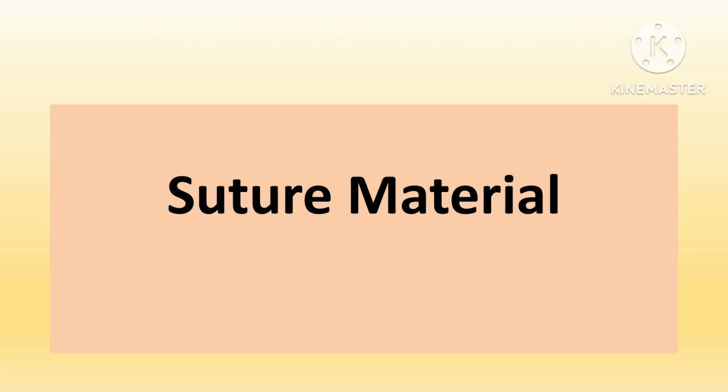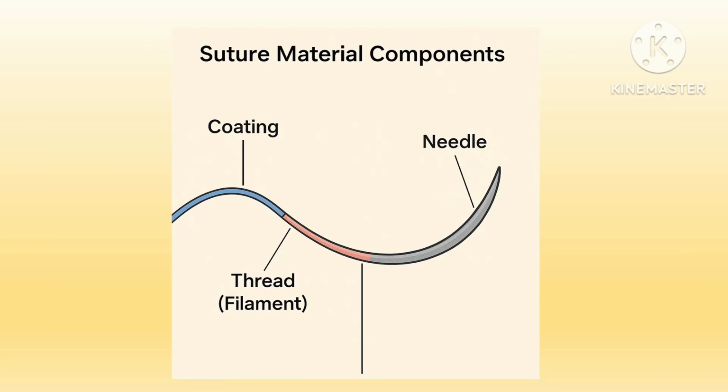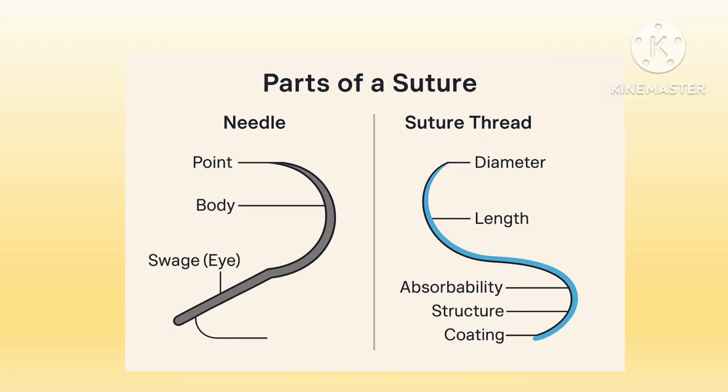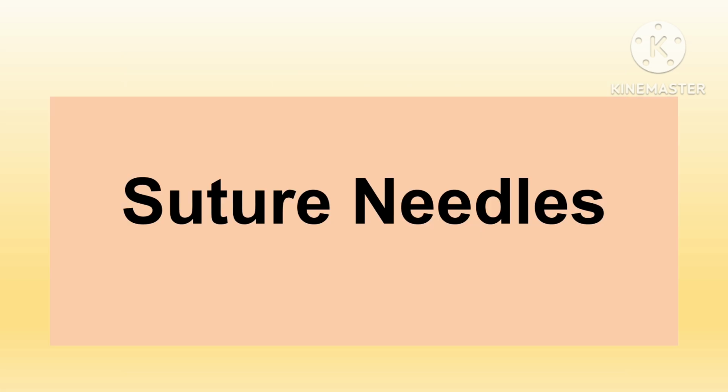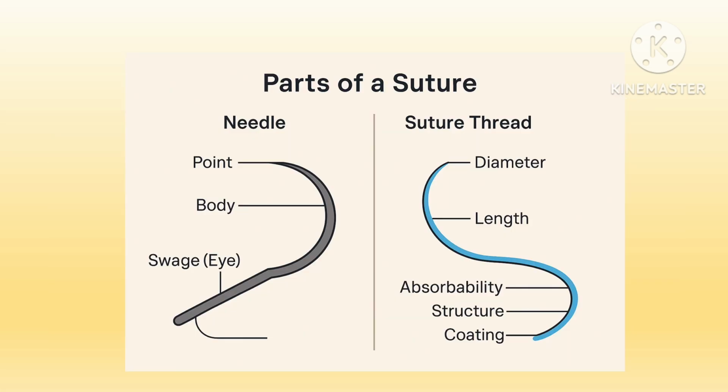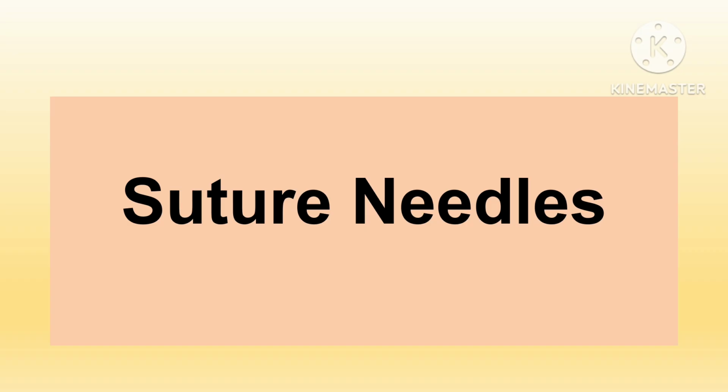Suture material has mainly two components. The first is the thread, which is also known as the filament, and the second is the needle. The filament is the main material used to hold the tissues. It may be of silk, nylon, or vicryl. The needle is attached to the thread to help it pass through the tissues. Sometimes there is also a coating, which may be made of wax or silicone, and it improves handling and reduces tissue drag.